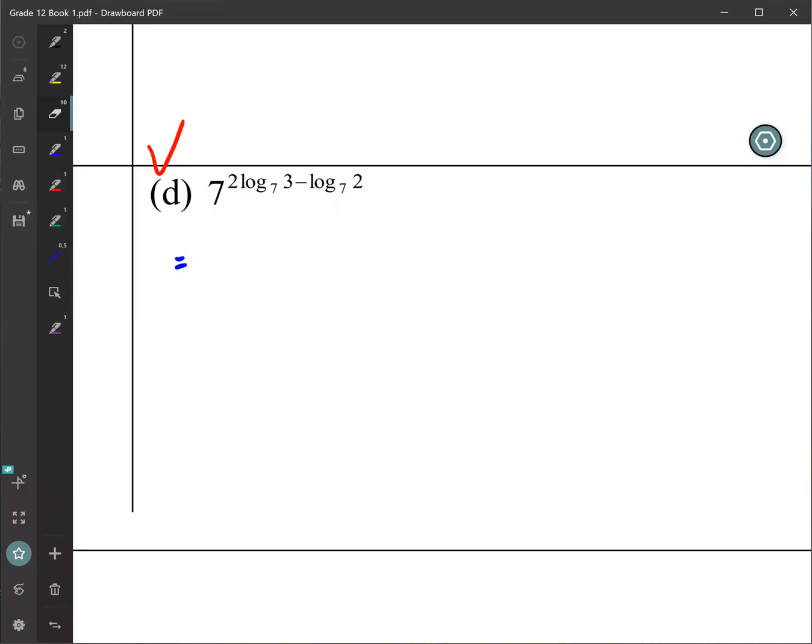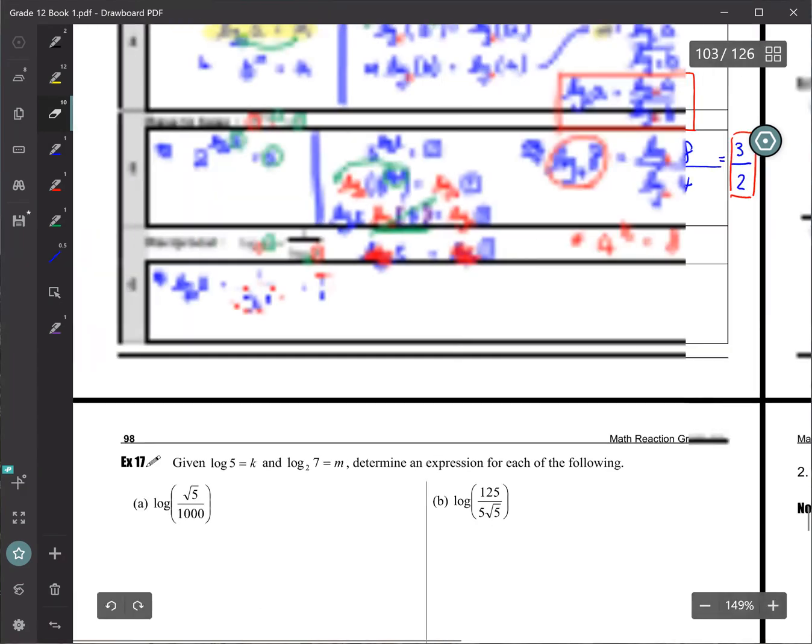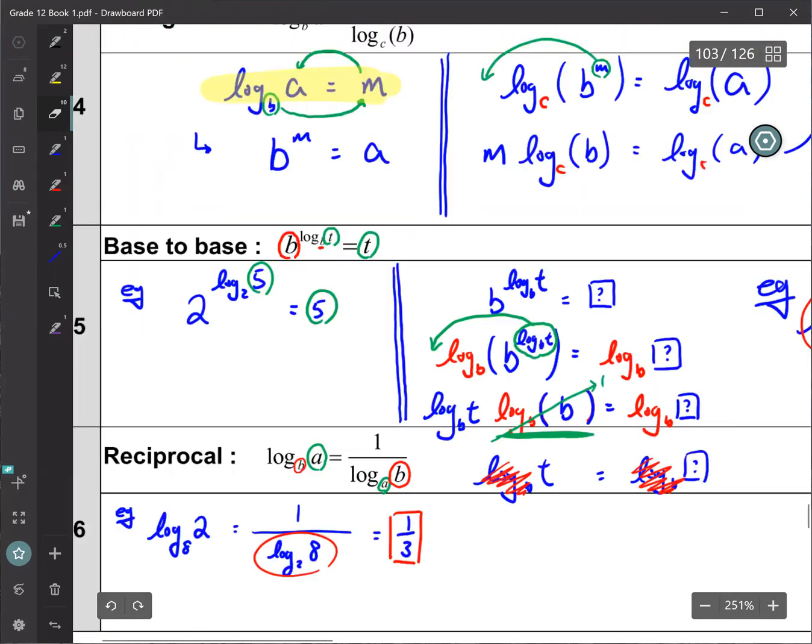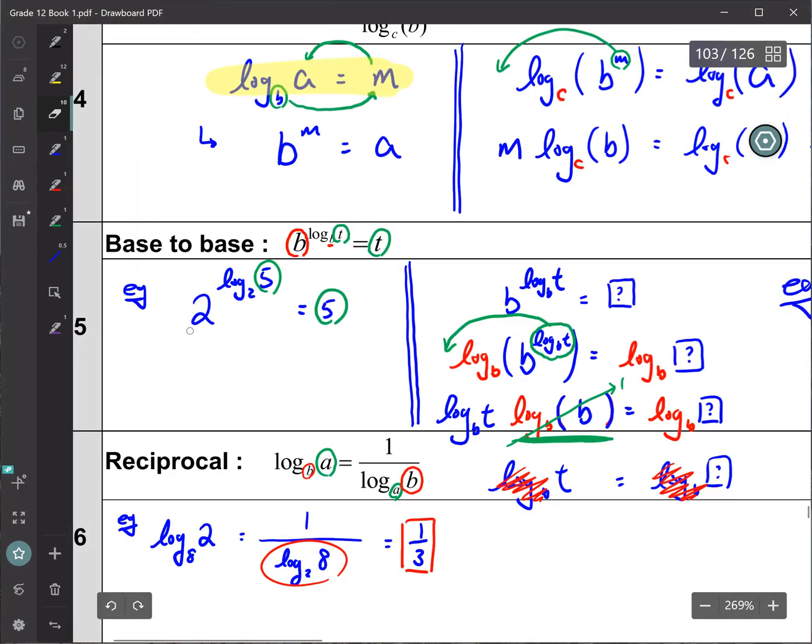So what do you think? What else can we do? Rule number 5. Okay, rule number 5. Let's take a look. Rule number 5 needs to have a base, and then 1 log on the top, with the same base. Then you can use rule number 5.